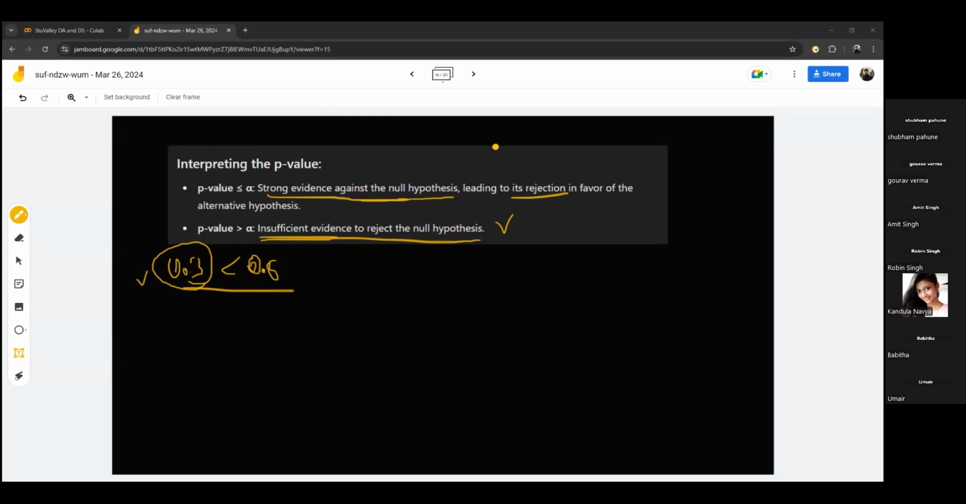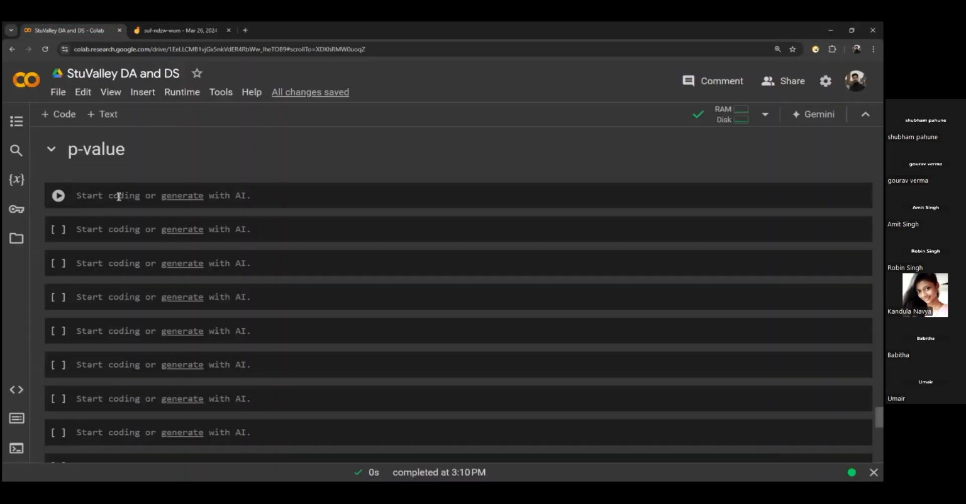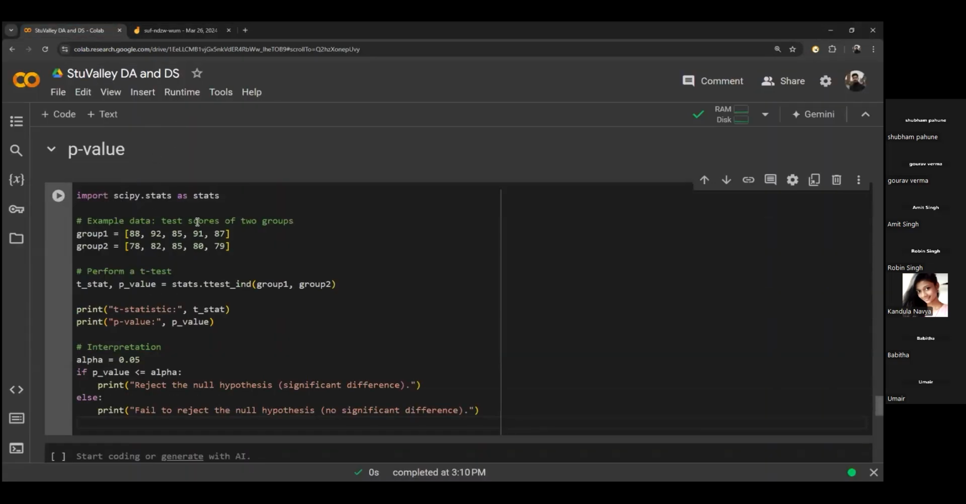Okay, so I'm showing you an example over here of how to basically solve it using Python. See, first of all, you have to import it, right? So you have two data sets, group one and group two. And what is the situation?